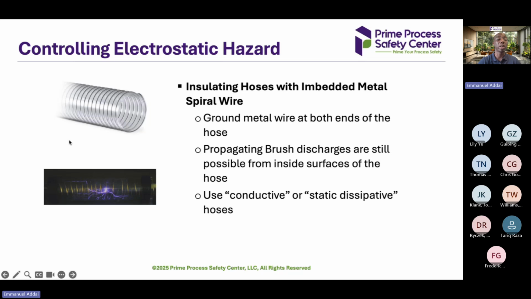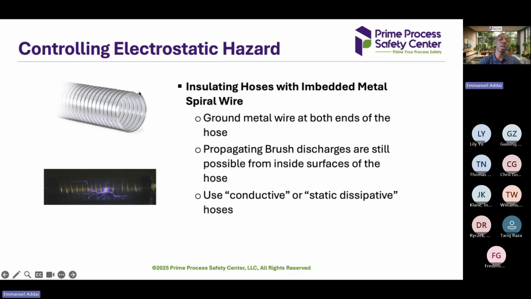And usually such flexible hoses have spiral wires which go through them to hold the flexible hose. And if you have a breakthrough voltage, you can have an energy which is a propagating brush discharge, which is greater than 1,000 millijoules, and this can ignite almost every dust.